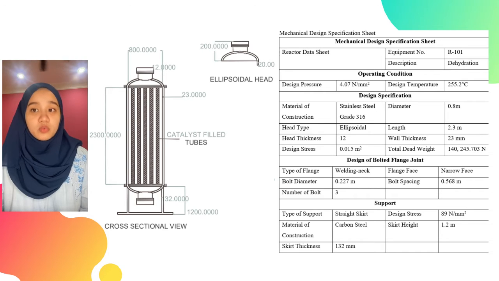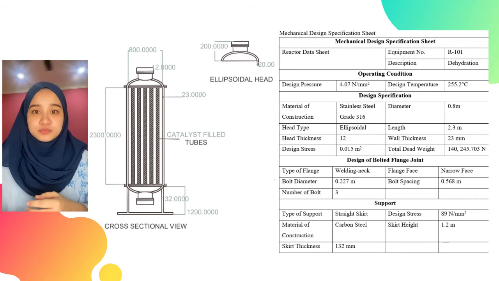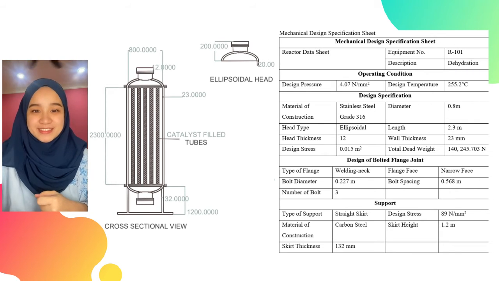The total dead weight of the reactor is 140,245.7 Newton. So that is all for reactor R101 design from me. Thank you.